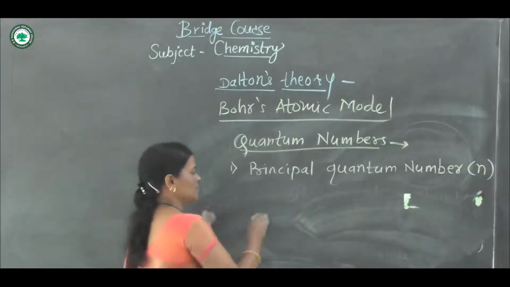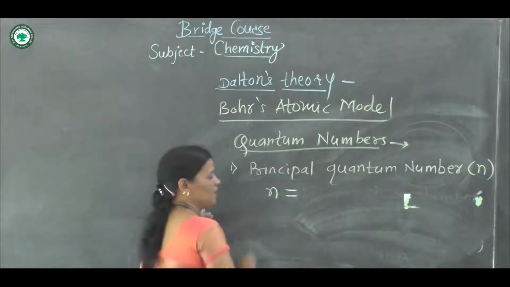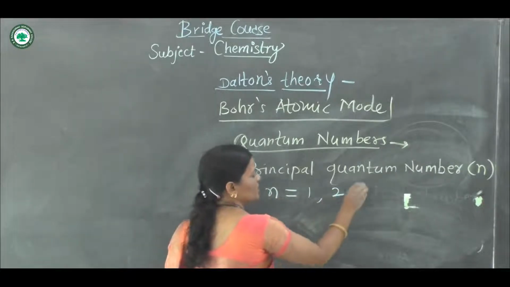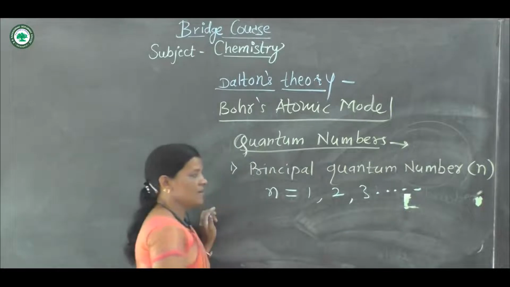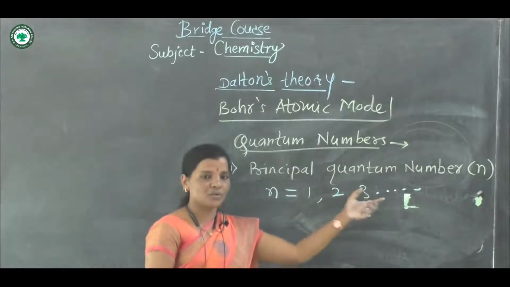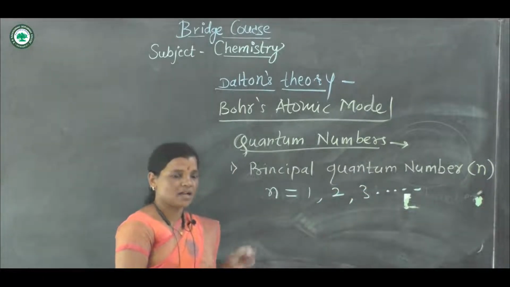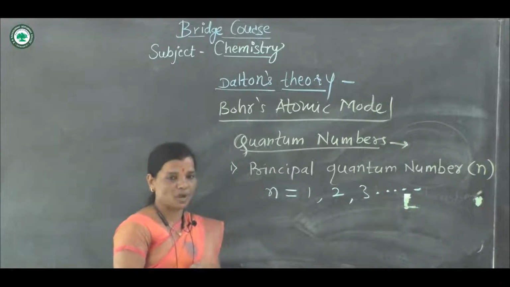Principal quantum number. This quantum number is denoted by small n, and it has positive integer values: 1, 2, 3 onwards, 1, 2, 3, 4, 5, 6, etc. These values are for the principal quantum number.